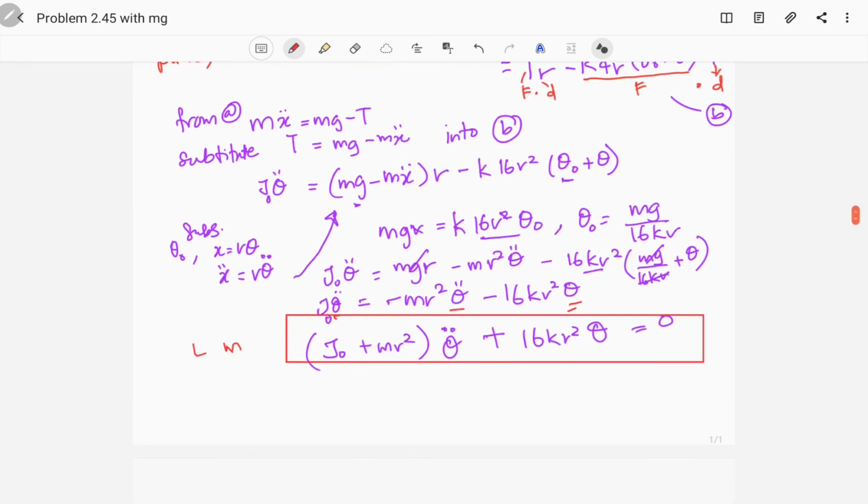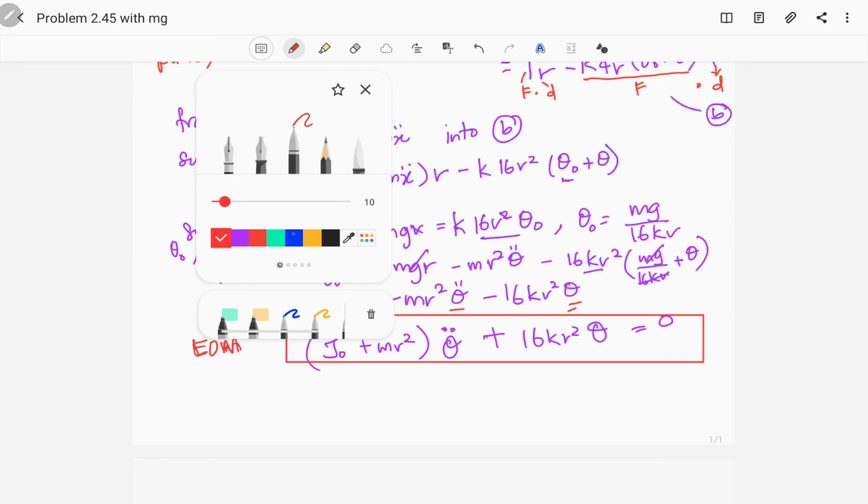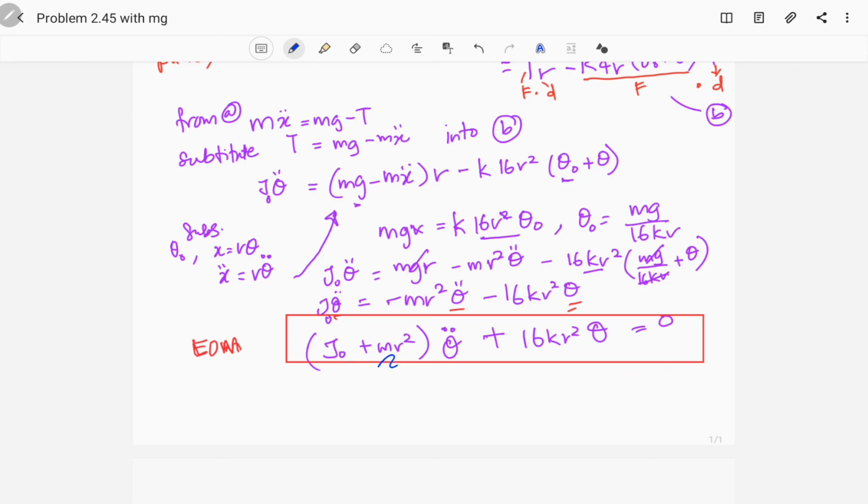At the same time, if you are asked to find the natural frequency, you can also write your natural frequency, because this represents equivalent J, this represents equivalent K. So your natural frequency is equal to the square root of K over M, which is 16 kr square divided by J naught plus m r square.